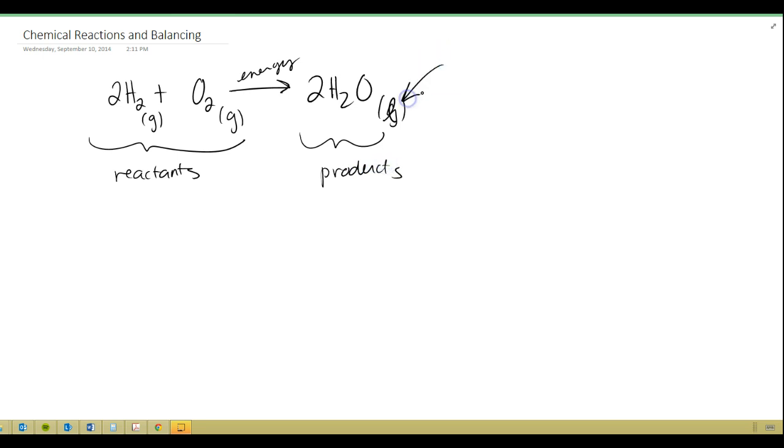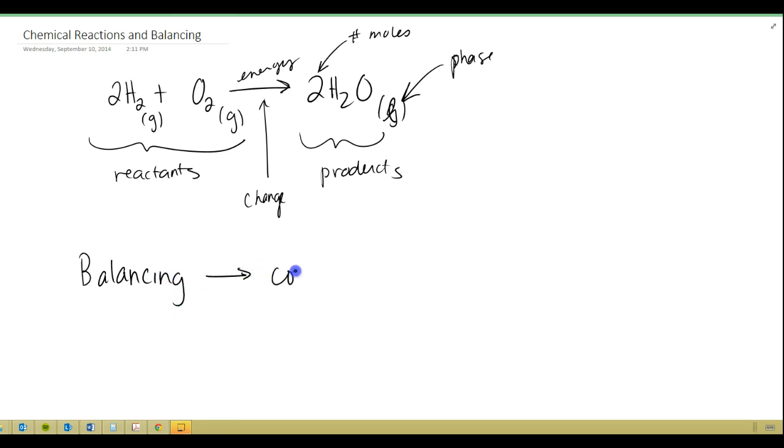We have our symbols down here that tell us the phase or state of matter. We have our coefficients, which tell us the number of moles in that reaction, and we have the arrow indicating the change. So in a chemical reaction, we want to make sure that we can balance the reaction. Balancing a reaction comes from the conservation of mass, the law of conservation of mass.